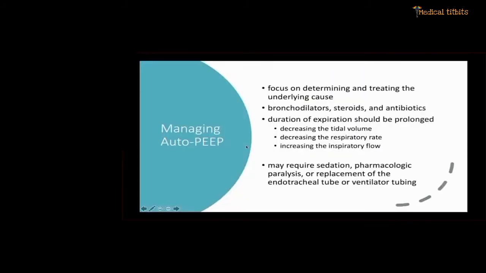How do you manage auto PEEP? You focus on determining and treating the underlying cause: bronchodilators, steroids, and antibiotics. The duration of expiration should be prolonged by decreasing the tidal volume, decreasing the respiratory rate, and increasing the inspiratory flow, because your inspiratory time proportion is going to be reduced. So go for a higher inspiratory flow. This management may require sedation, pharmacological paralysis, or replacement of the endotracheal tube or ventilator tubing.